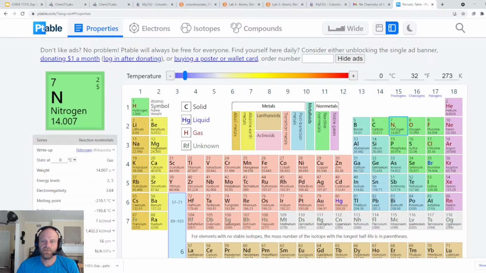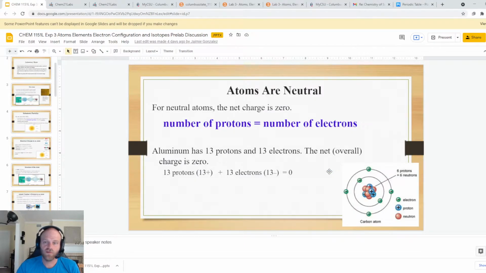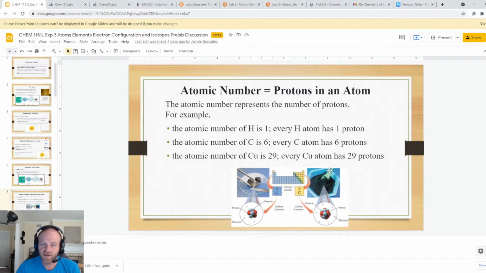All right. So, let me go back to these slides. Every carbon atom has 6 protons. Every copper atom has 29 protons. The protons are the atomic number, and as such, dictate which element it is. Okay? All atoms of the same element have the same number of protons.